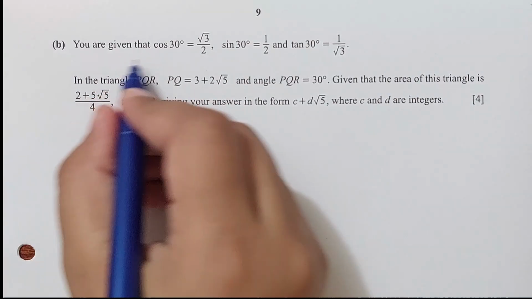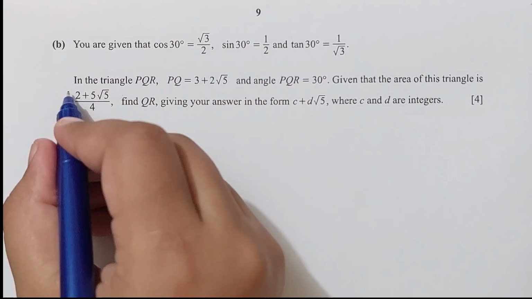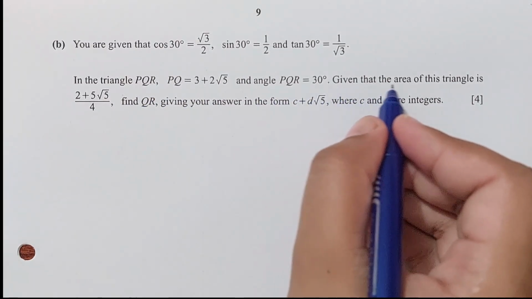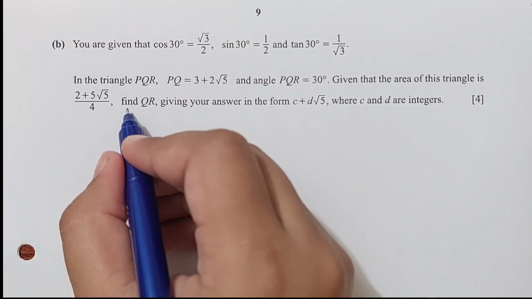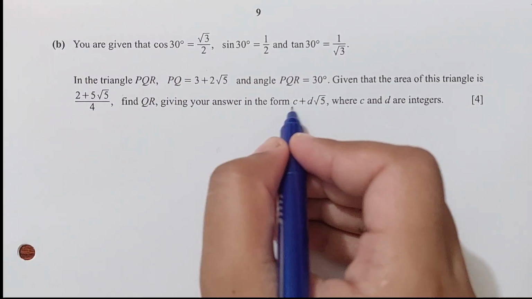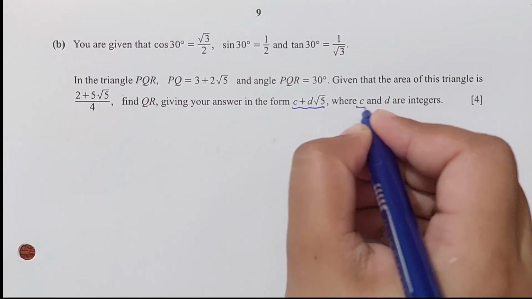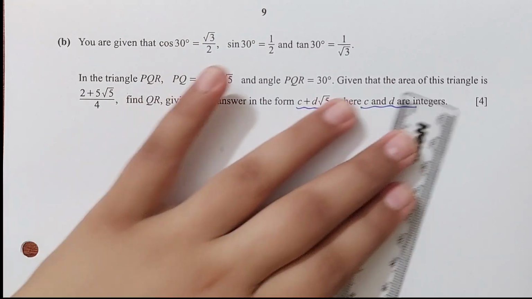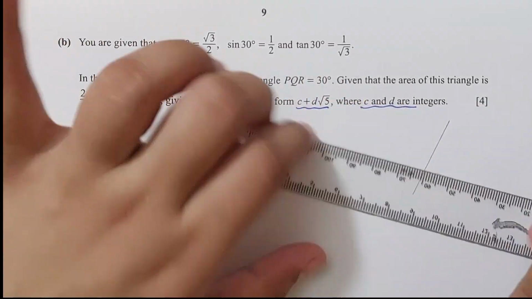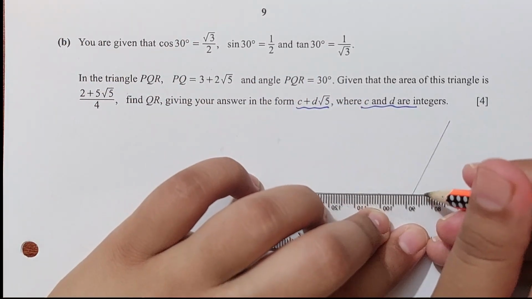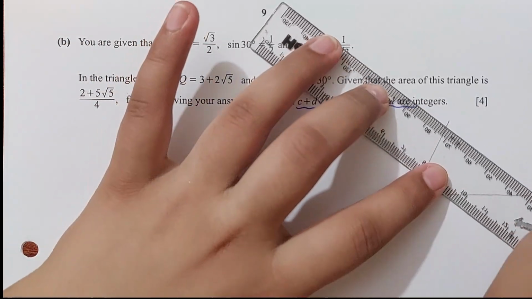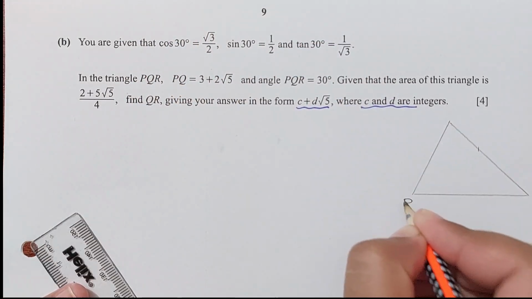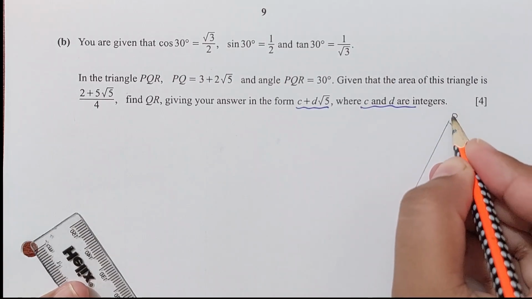Now for part B, you are given cos 30, sin 30 and tan 30. In the triangle PQR, PQ is 3 plus 2 square root of 5 and the angle PQR is 30 degrees. Given that the area of this triangle is this much, find QR, giving your answer in the form of C plus D square root of 5, where C and D are integers. Again, let me draw the triangle to understand the situation. Okay, so this is a triangle P, Q and R, right?